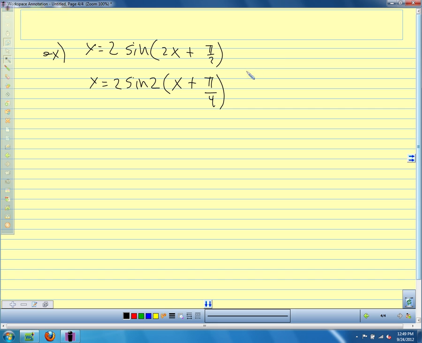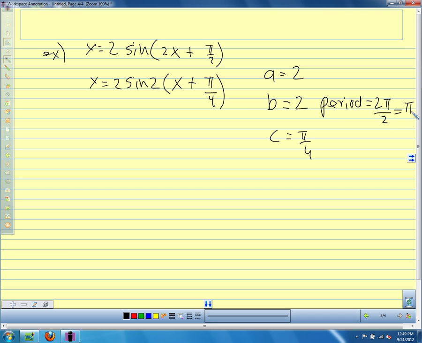So let's write our numbers here. What is A? What is our amplitude? A is 2. B is 2. So our period is 2 pi over 2, or pi. So our period is pi. And C is pi over 4. So I'm shifting over by pi over 4. My amplitude is going to be 2, and my period is going to be pi.